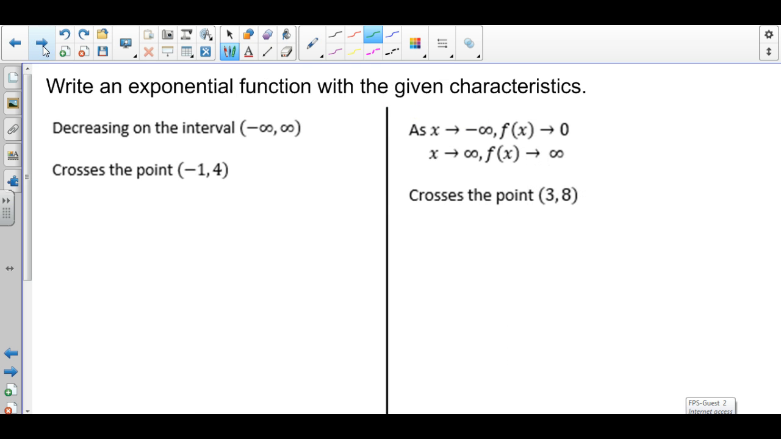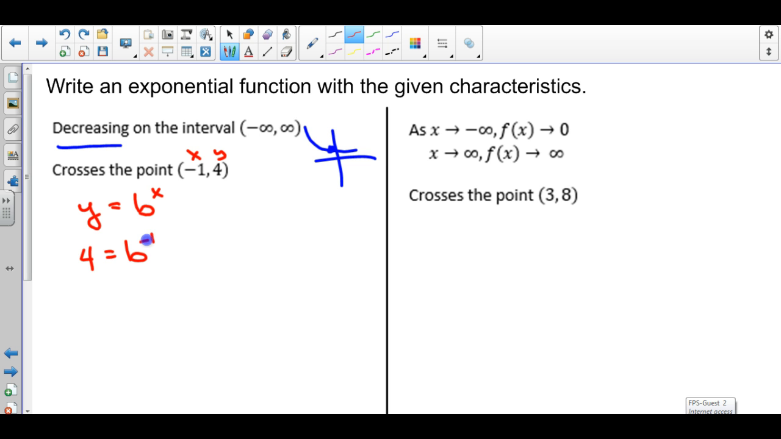Next ones. We're going to write an exponential function with these given characteristics. So this first one is decreasing on the interval of negative infinity to infinity. What that means is we're going to have some kind of decay, and it's going to be crossing through the point of negative 1, 4. So every exponential equation we're writing is in the form of y equals b to the x. So if you know that I have an x coordinate of negative 1 and a y coordinate of 4, I can substitute those pieces of information into this general equation, and the only thing that's really left to solve for is b.